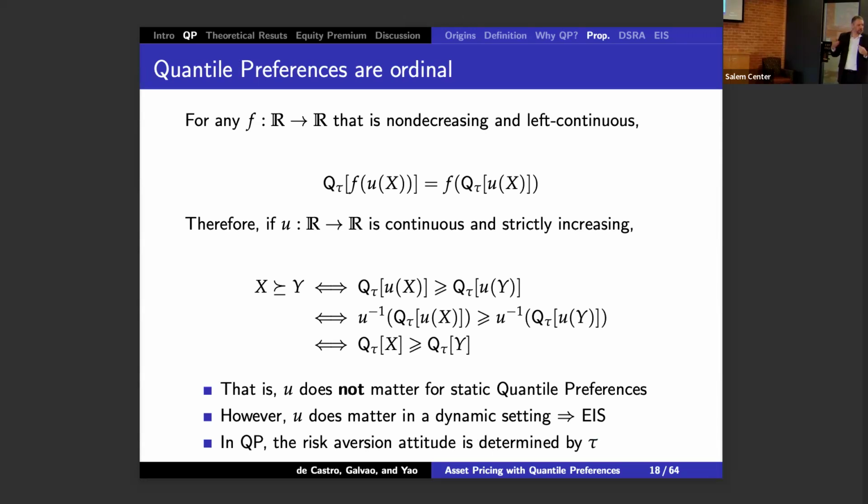So for instance, F here could be log. The log of the expectation. This is not true for expectation. The log of the expectation is not the expectation of the log. Right? But for quantiles, it is. So you can invert this thing, or do exponentiations. And this property is very convenient.